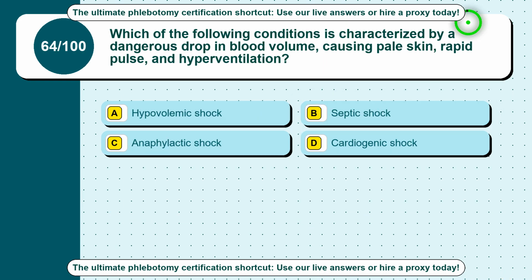Question 64. Which of the following conditions is characterized by a dangerous drop in blood volume, causing pale skin, rapid pulse, and hyperventilation? Option A, hypovolemic shock.